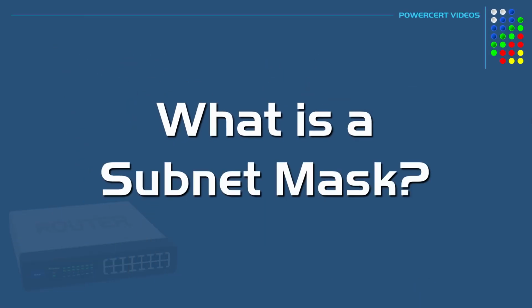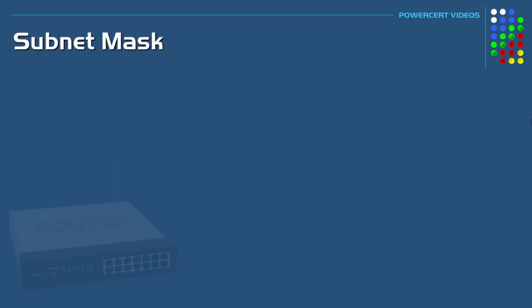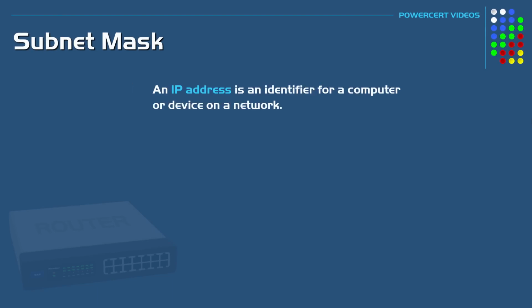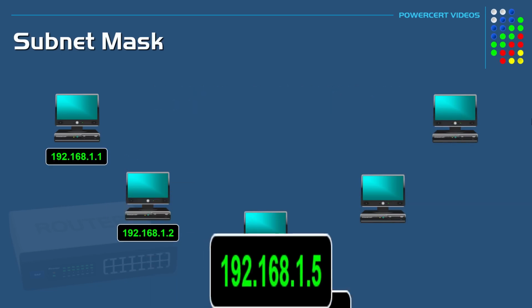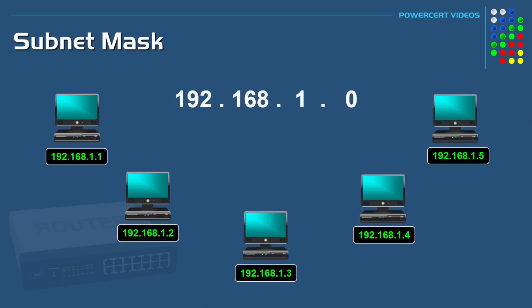What is a subnet mask? So that is the topic of this video. Now before we talk about what a subnet mask is, we must first talk about what an IP address is. An IP address is an identifier for a computer or device on a network. Every device has to have an IP address for communication purposes.